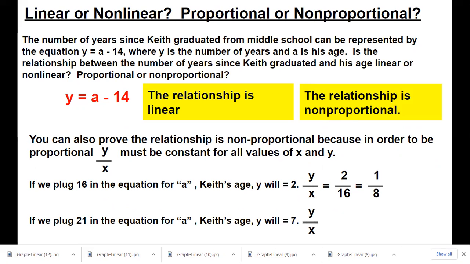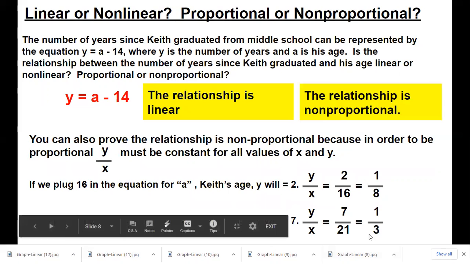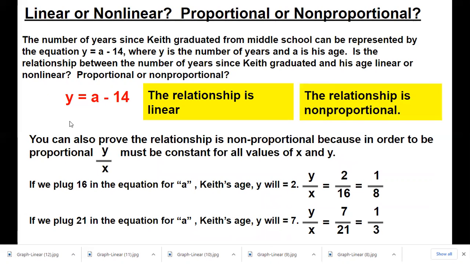y over x is 7 over 21. We reduce that down to 1/3. Notice how 1/8 and 1/3 are not the same number. y over x is not the same. That's another way to tell that this relationship is non-proportional. Okay, so you can use different tests. You pick the one that you like the best.